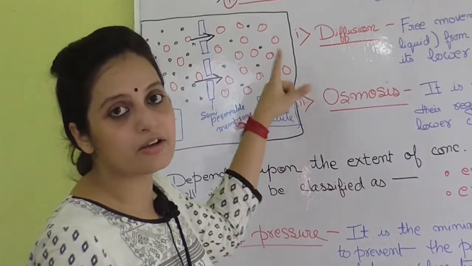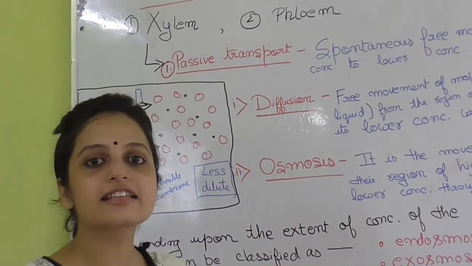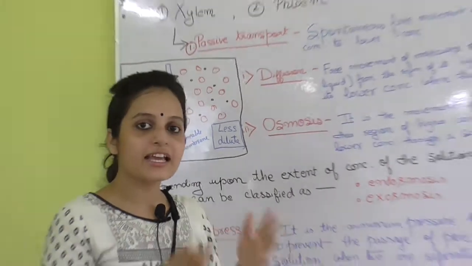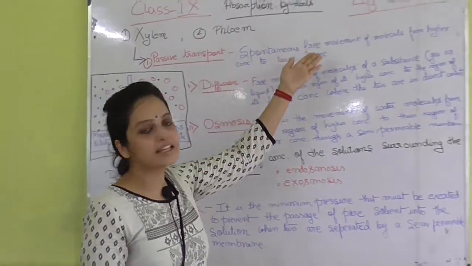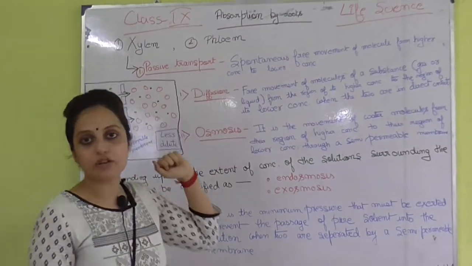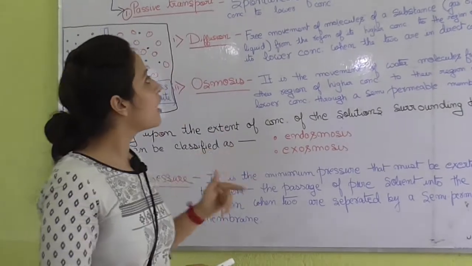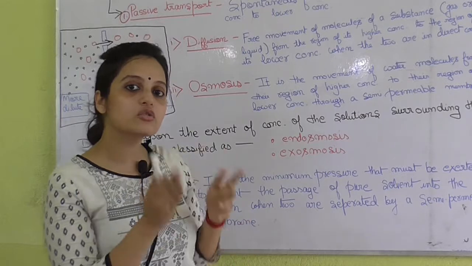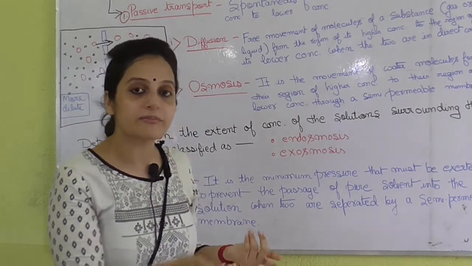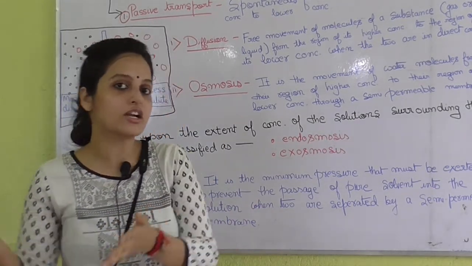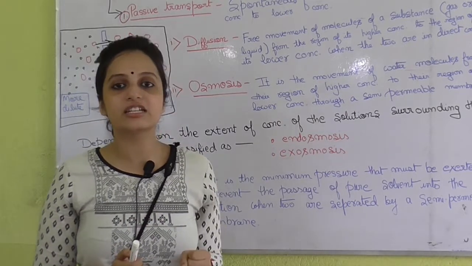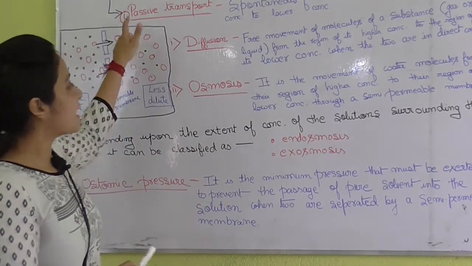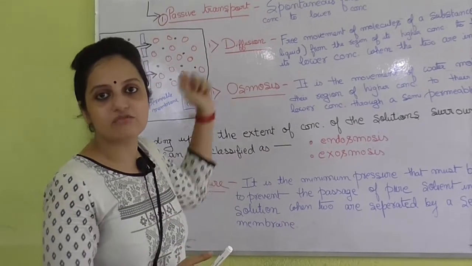And the next part, which we will be studying later, is the active transport. What happens in active transport? Here exactly the opposite of passive transport happens. Here the molecules move from lower concentration to their region of higher concentration. But how will it move from lower to higher? It will need energy in the form of ATP from the cell. But before that, we are going to discuss passive transport.